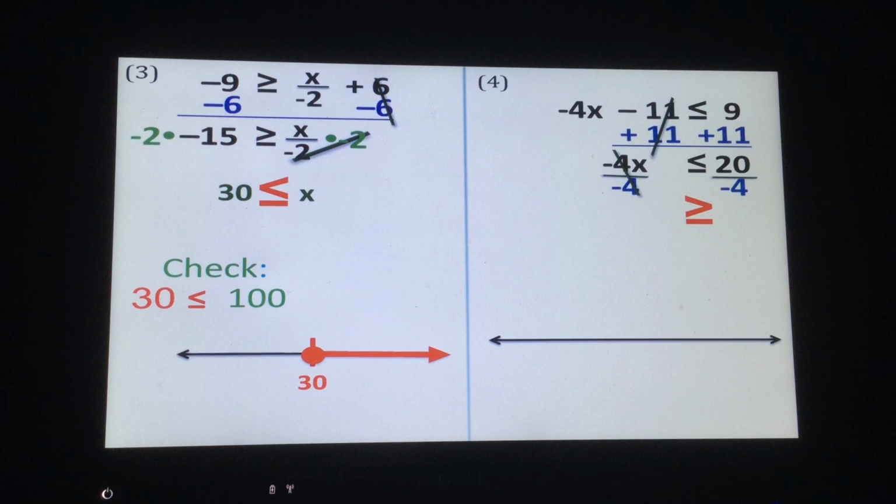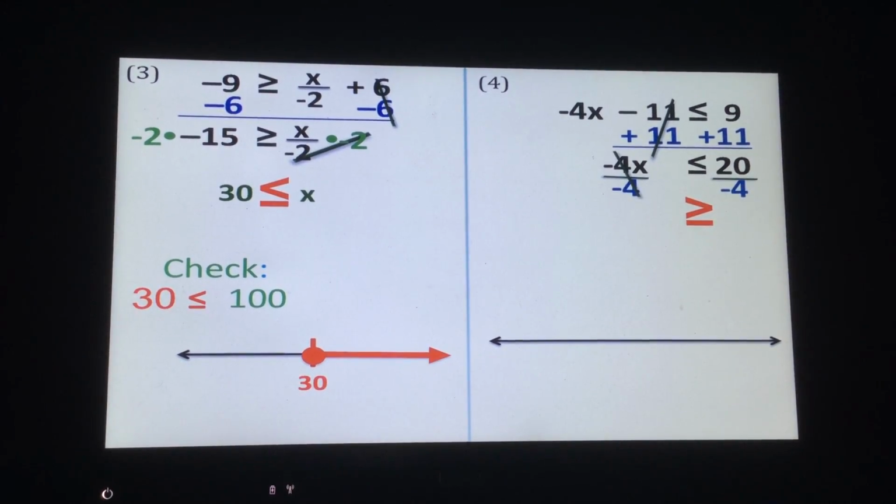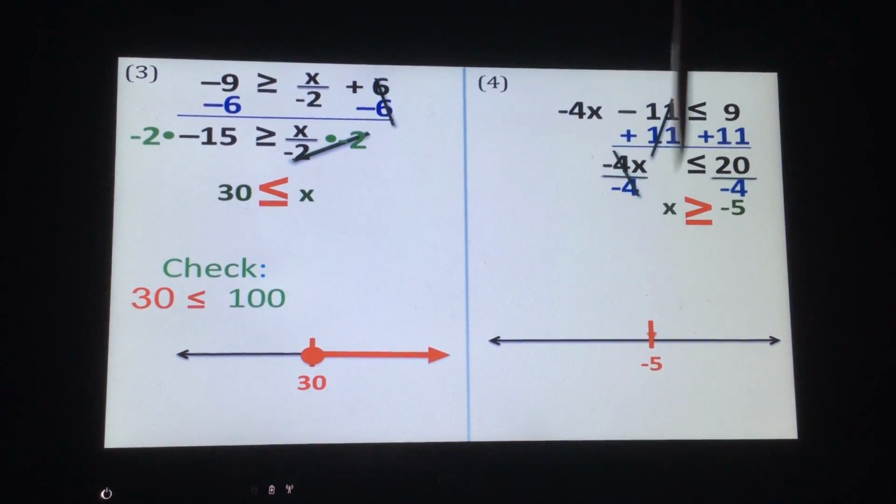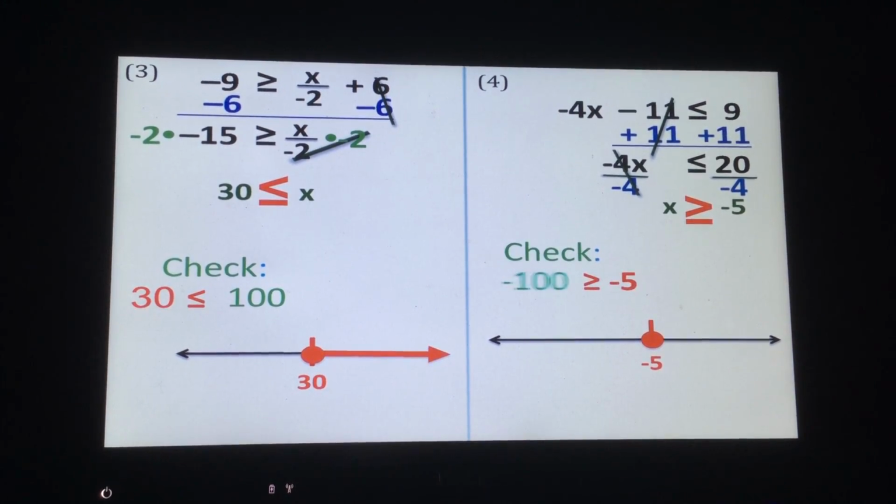Okay? On the left side, the -4's cancel, so you'll just be left with x. On the right side, 20 divided by -4 is -5. So let's go ahead and put that -5 on the number line. And we have a closed circle because there is an "or equal to" bar. The test point I started out with was -100.